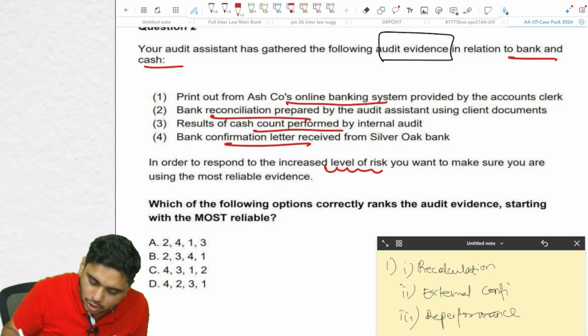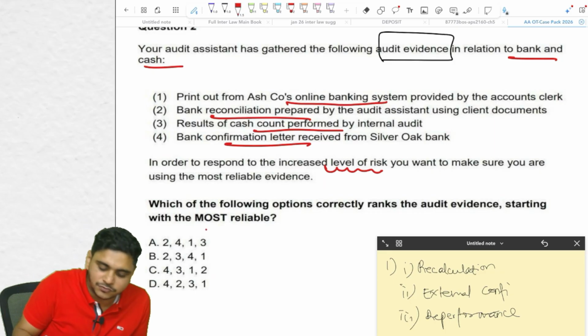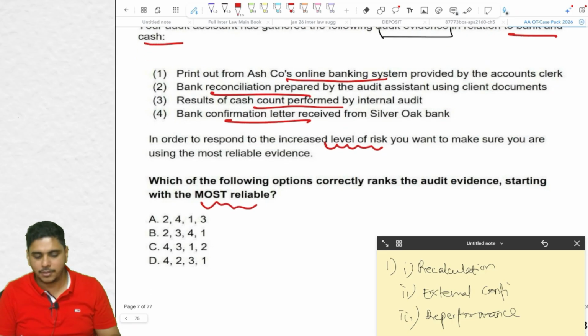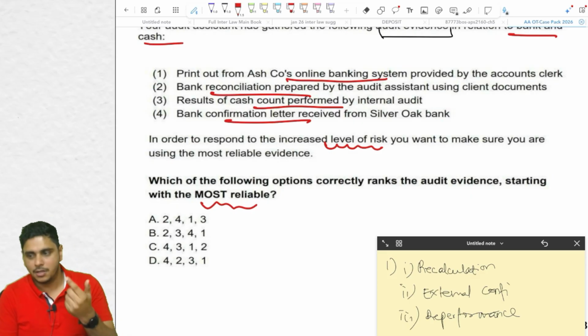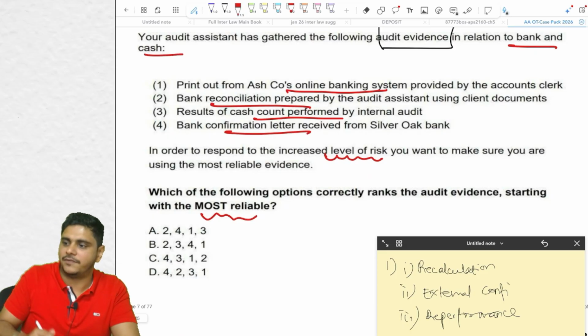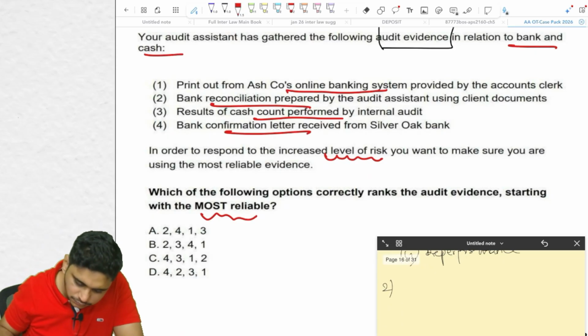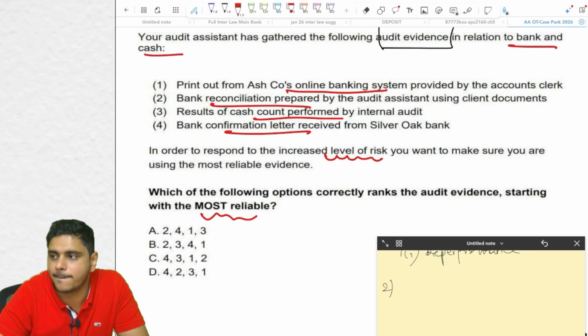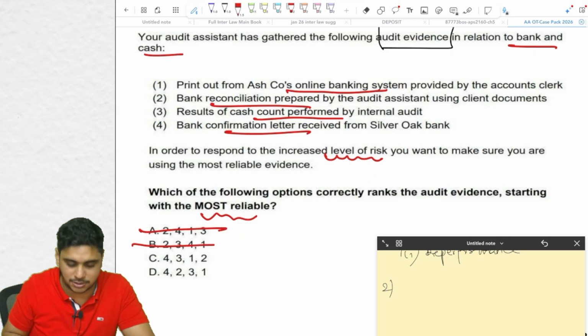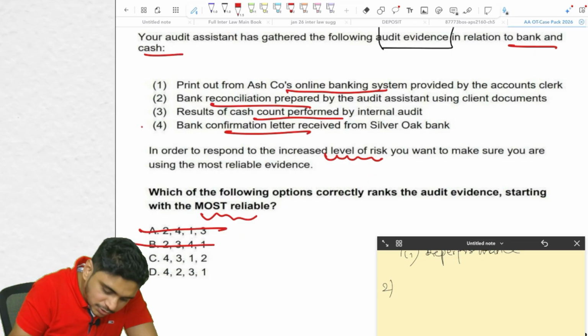So what are they saying? Which of the following options correctly ranks the evidence, starting with the most reliable? So if you remember, internal evidence, external evidence. Always remember external is the most reliable one. Out of four, first choose which one is external evidence. Bank confirmation. So that's the most reliable. So for me, this is cancelled, this is cancelled, because that is external one, this is reliable. So this is my number one.